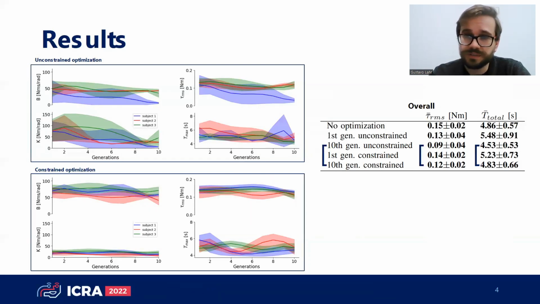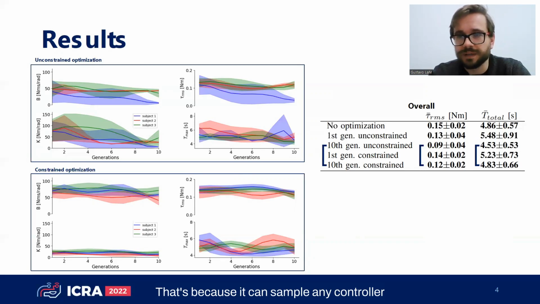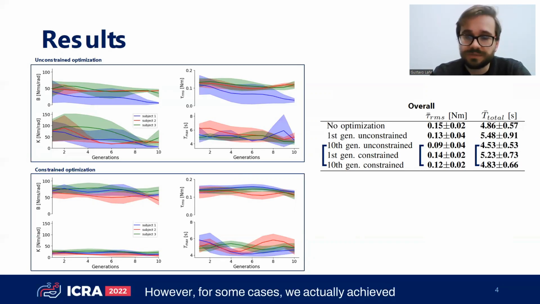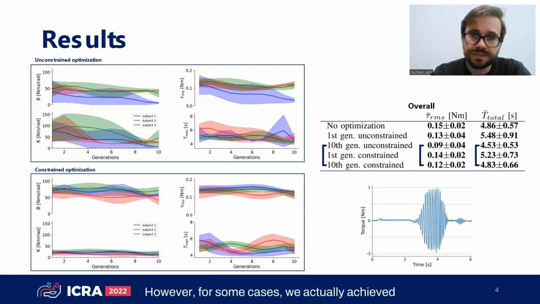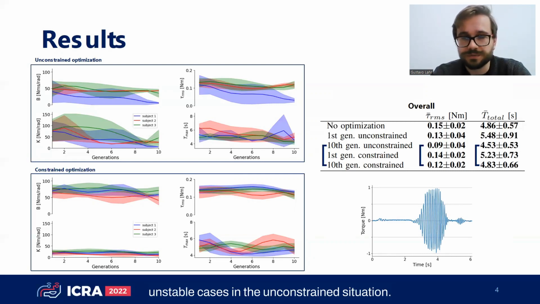However, regarding the difference between the constrained and unconstrained cases, the unconstrained achieved better results. That's because it can sample any controller it wants. However, in some cases we actually encountered more unstable situations in the unconstrained case.